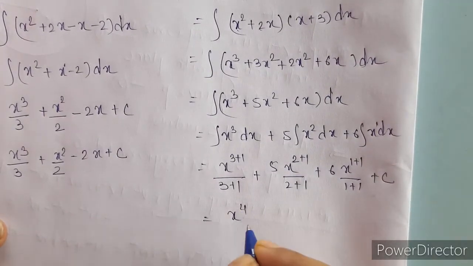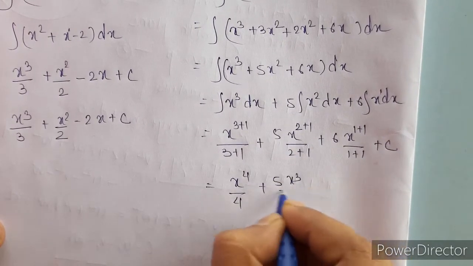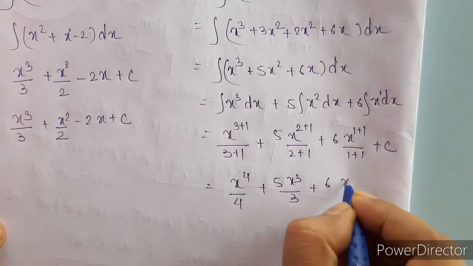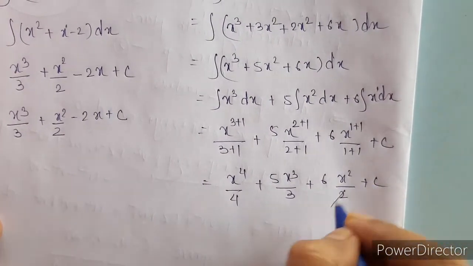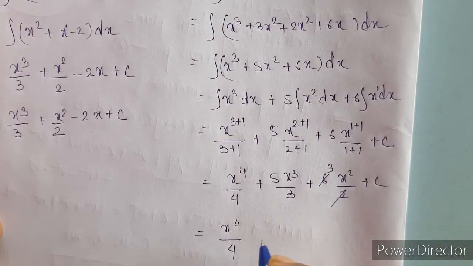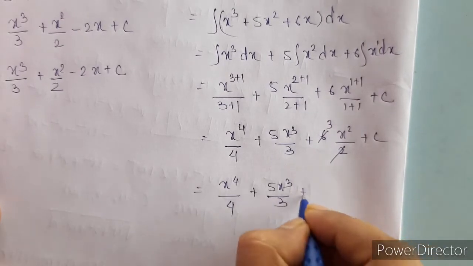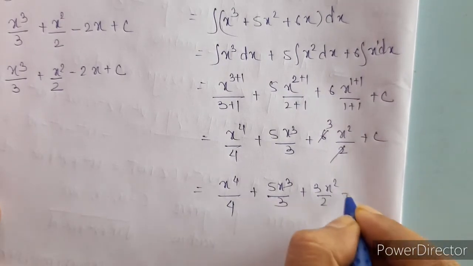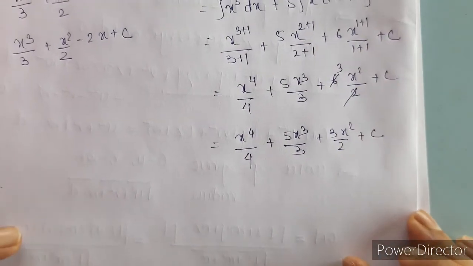So this can be written as x raised to power 4 by 4 plus 5 times x cube by 3 plus 6 times x square by 2 plus constant. We can cancel this. We can again write this as x raised to power 4 by 4 plus 5 times x cube by 3 plus 3 times x square by 2 plus constant. So this is the integral of the given function.